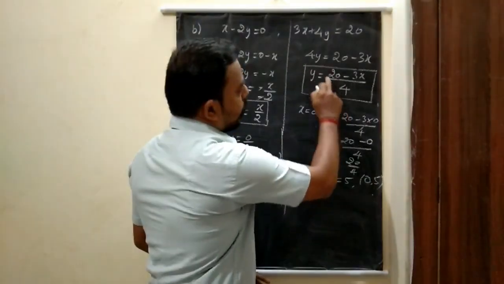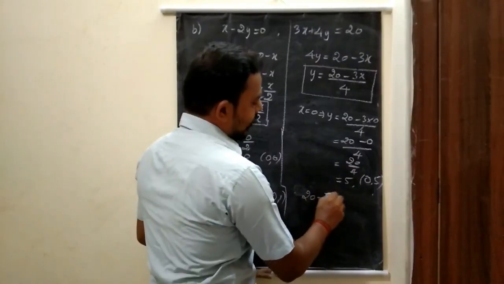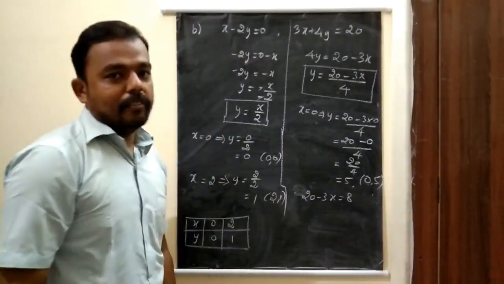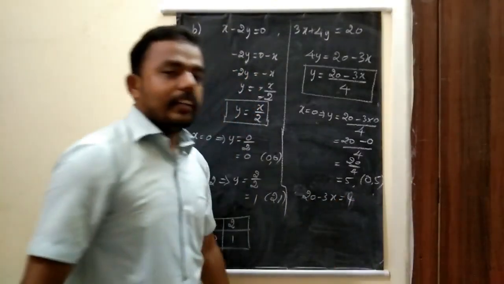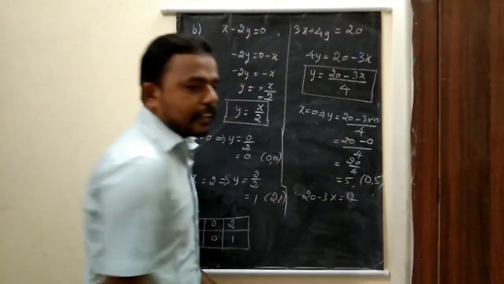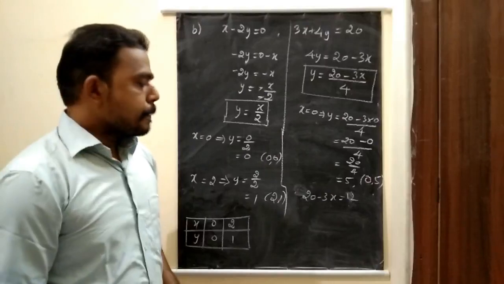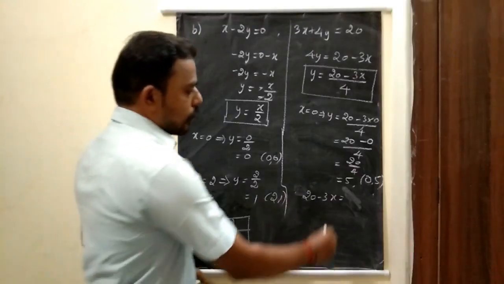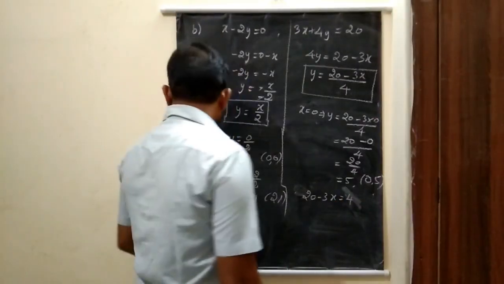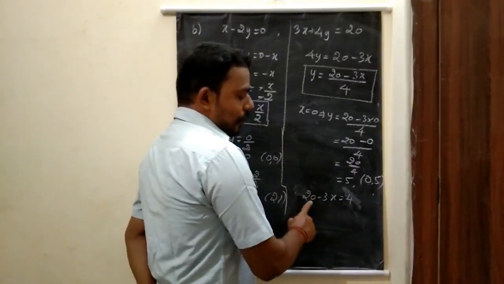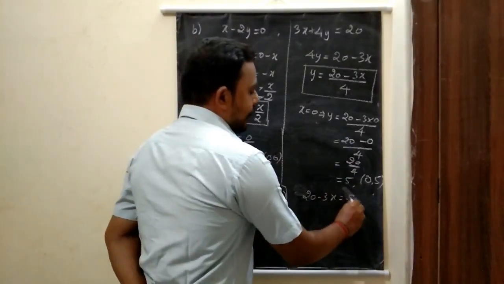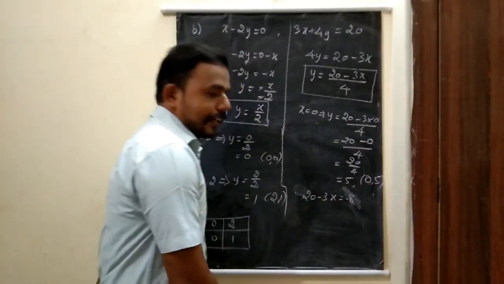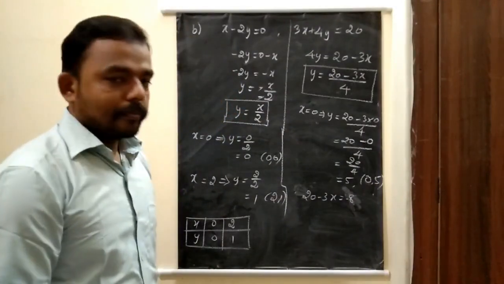Suppose this value is equal to 4. So 20 minus 3x equal to 8. What happened? By this we can find the x value. So for that, 20 minus 3x equal to, suppose, 4. So 4 minus 20, 16 only, not possible. So 8, suppose we substitute: 20 minus 8, 12. It's a multiple of 12, it's possible.